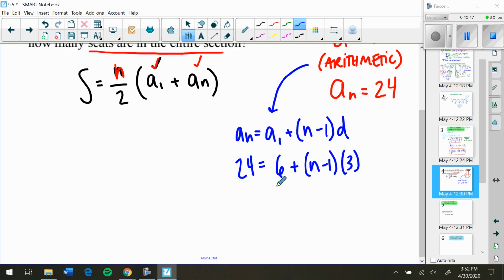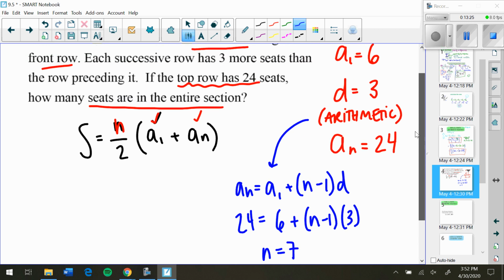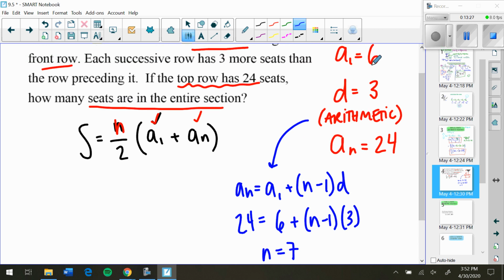I'm not going to show you all the work for this because you guys are really smart and I know you can get that, but we're going to solve and get n is equal to 7. You could also go a1 is 6, plus 3 is 9, plus 3 is 12, and keep going all the way to 24 and count how many terms, but honestly, that's probably going to take you longer.